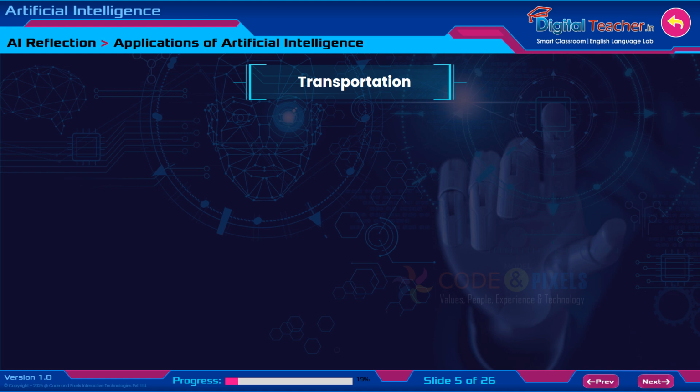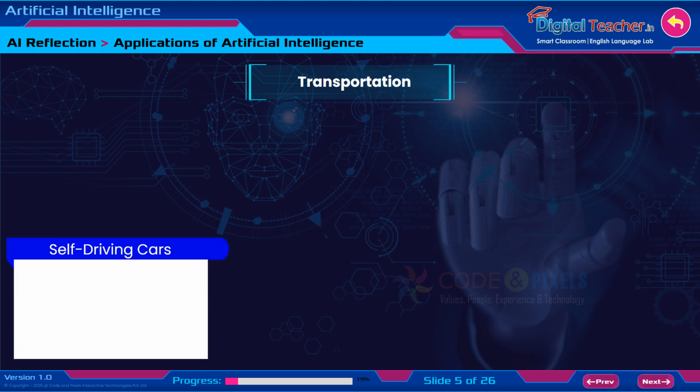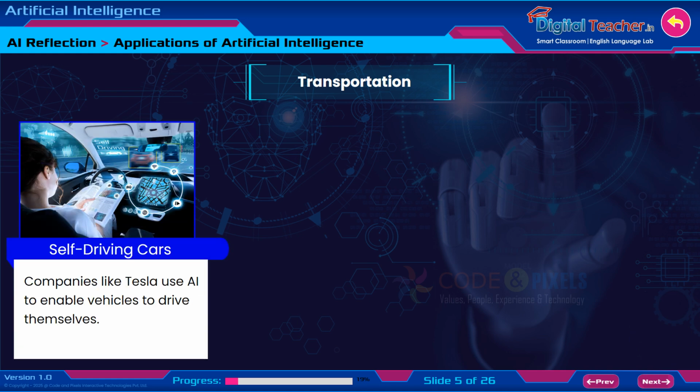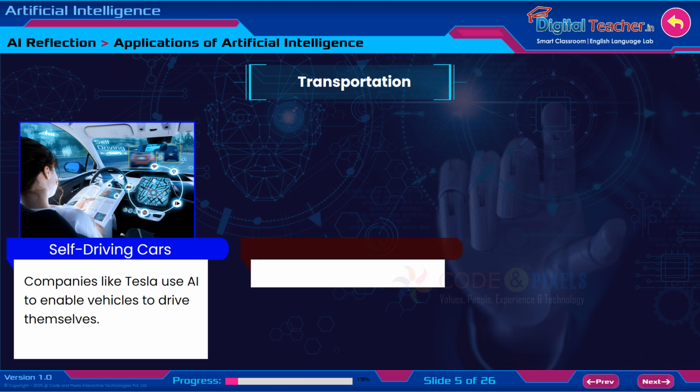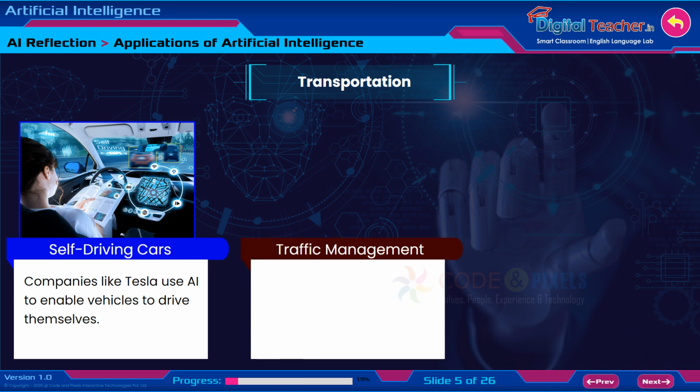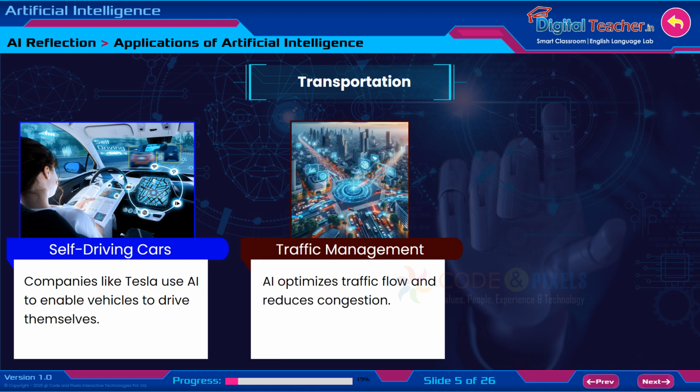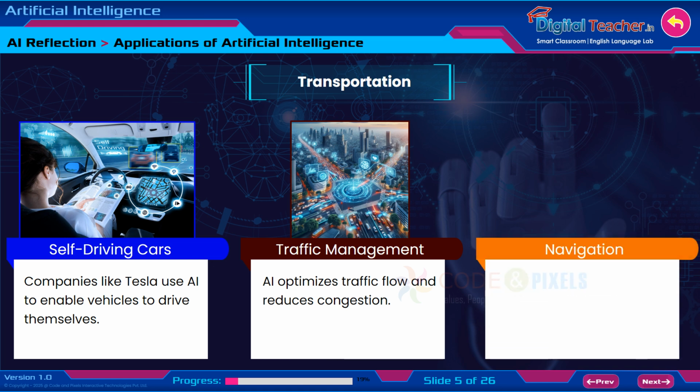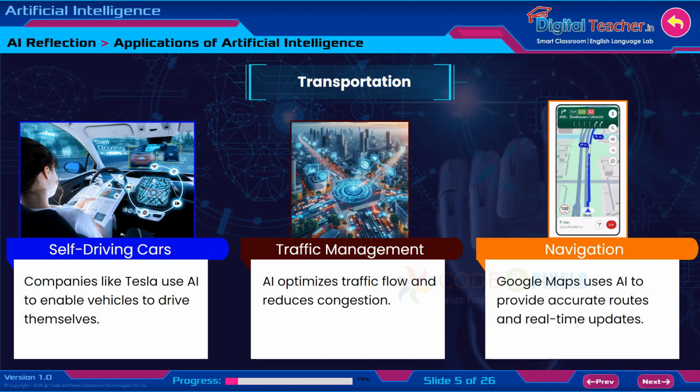Transportation. Self-driving cars. Companies like Tesla use artificial intelligence to enable vehicles to drive themselves. Traffic management. Artificial intelligence optimizes traffic flow and reduces congestion. Navigation. Google Maps uses artificial intelligence to provide accurate routes and real-time updates.